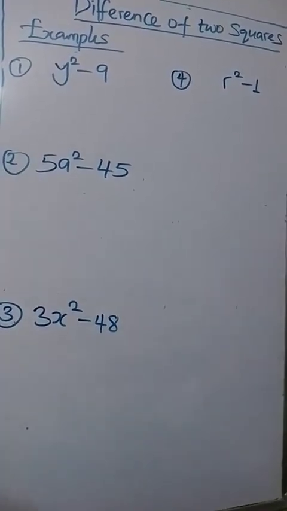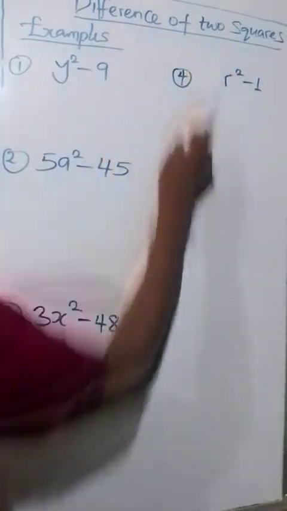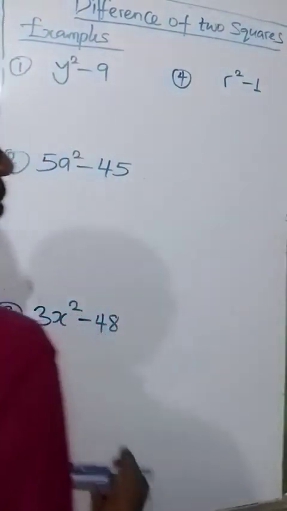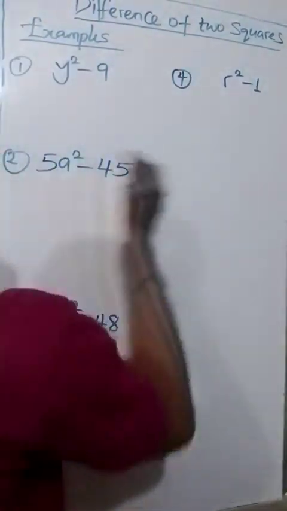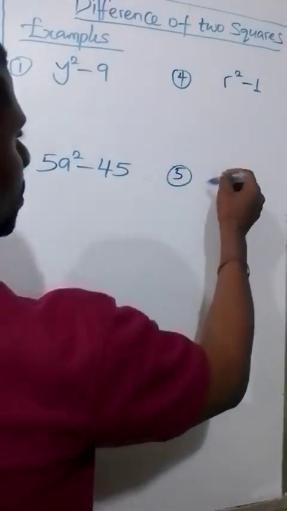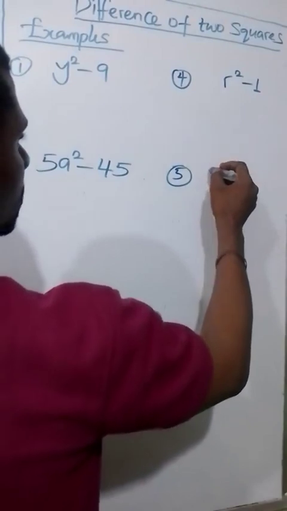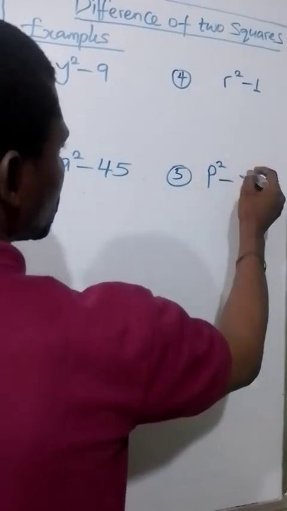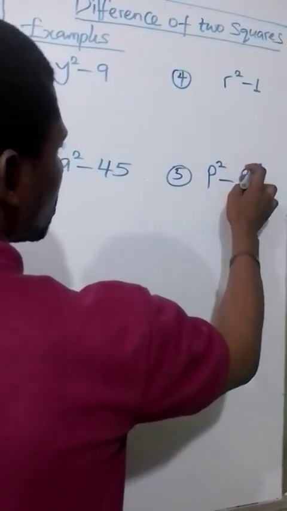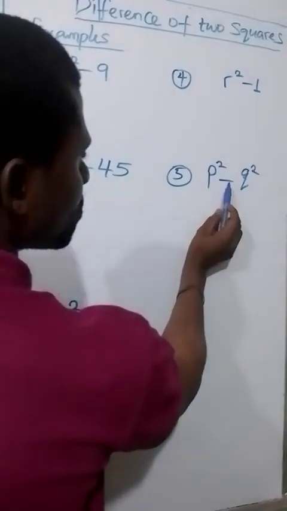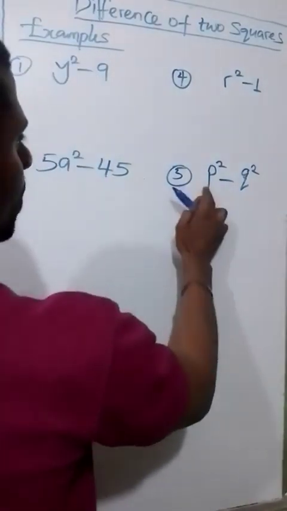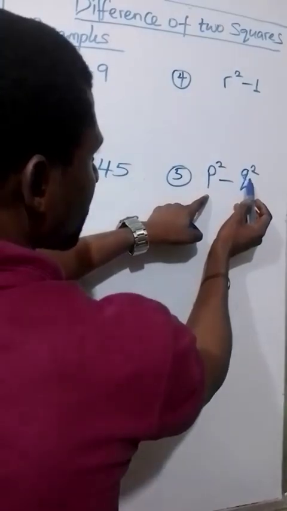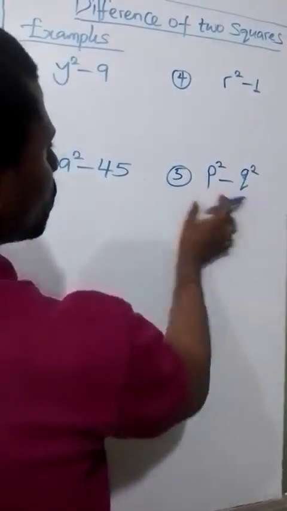Alright, so today we'll be discussing difference of two squares. What's an example of difference of two squares? For example, let's make this p squared minus q squared. So this is an example of difference. Difference means subtraction, so subtraction of two squares. You can see this is a square, this is also a square. So this is an example of difference of two squares.